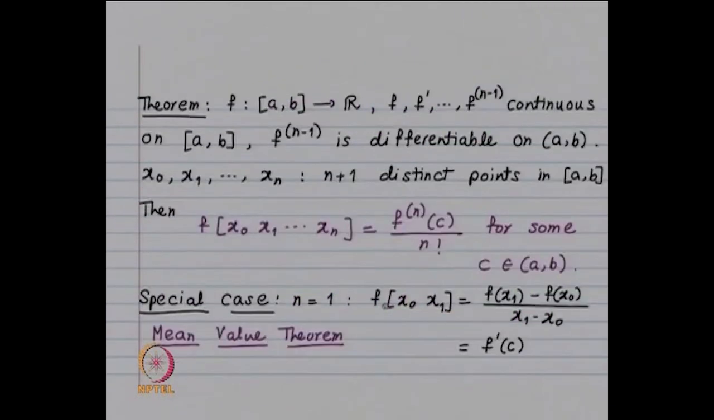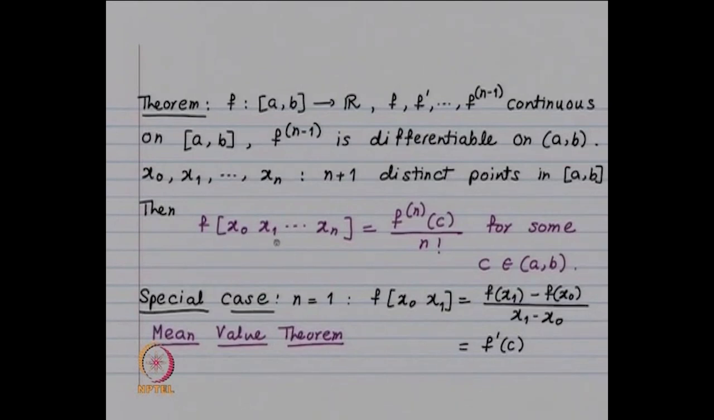Now, the next property is, suppose your function f is sufficiently differentiable. Suppose f is n times differentiable, then the divided difference of f based on x 0, x 1, x n will be equal to the nth derivative of f evaluated at c, divided by n factorial, for some point c in the interval a b. If you take the special case n equal to 1, then this theorem says that the divided difference of f based on x 0, x 1 is equal to f dash c. Now, that is nothing but the mean value theorem.